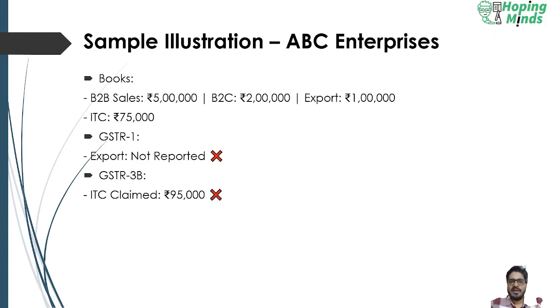Let us take a sample data and understand the errors and the reconciliations. So in this example, as per books, the B2B sales is rupees 5 lakhs, the B2C sales is rupees 2 lakhs, export sales are rupees 1 lakh. Input tax credit as per books is rupees 75,000. Now as per GSTR 1 return, exports have not been reported, and in GSTR 3B return, input tax credit has been claimed at rupees 95,000.